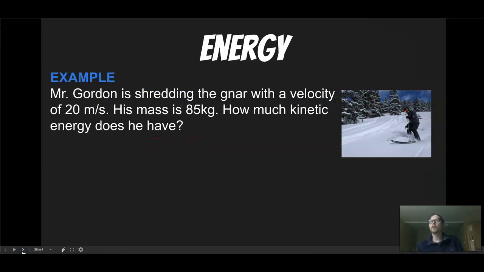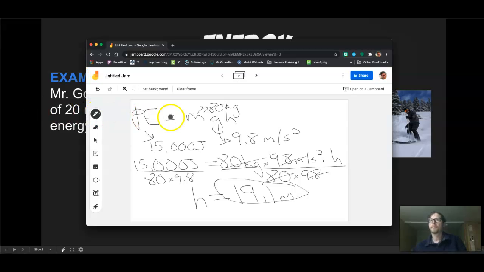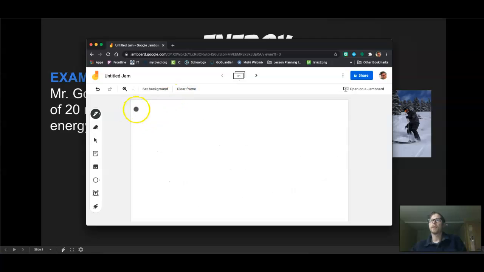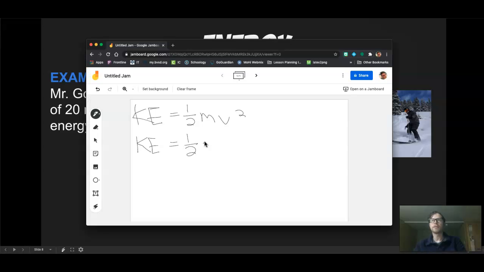Here's an example. I am shredding the gnar with a velocity of 20 meters per second. My mass is 85 kilograms. How much kinetic energy do I have? Let's try this one out. Here's our formula. Kinetic energy is equal to 1/2 times mass times velocity squared. So we can substitute in 1/2 times my mass, which I gave you as 85 kilograms. So that's times 85 kilograms.